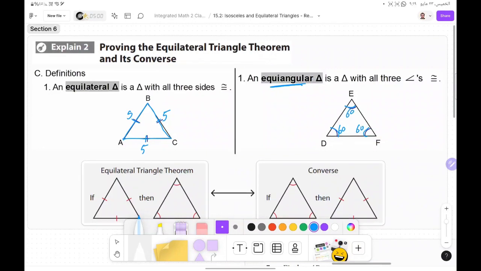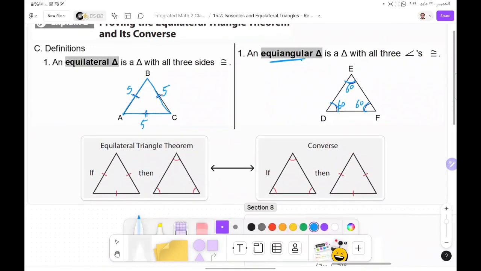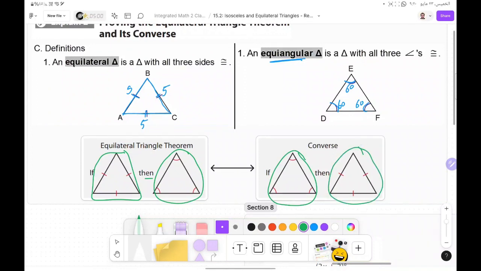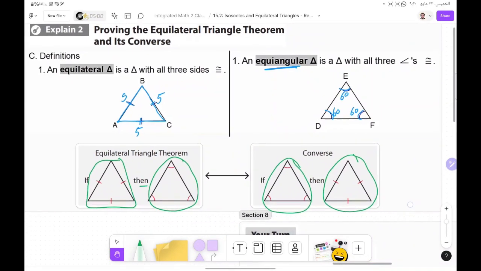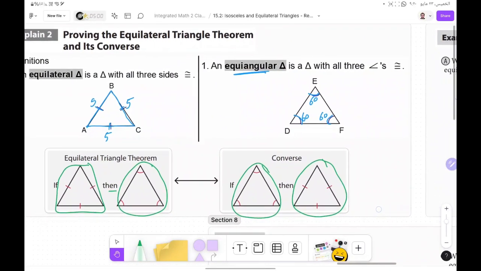Now the converse of the equilateral triangle: how do we know a triangle is equilateral from the converse? We can know from the angles. If the triangle has 3 equal sides, then for sure the angles inside should also be equal. Or if the triangle is given with all 3 angles equal, for sure all 3 sides will also be equal. So this is the converse of the equilateral triangle.